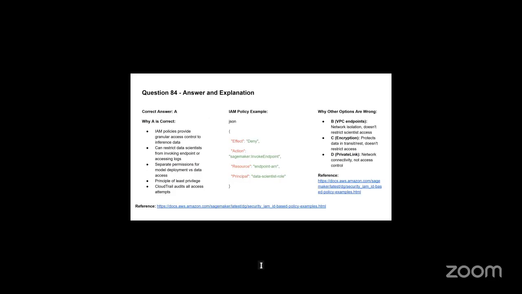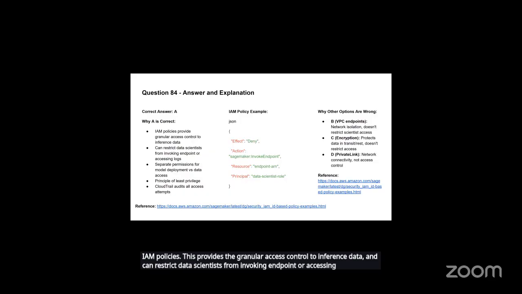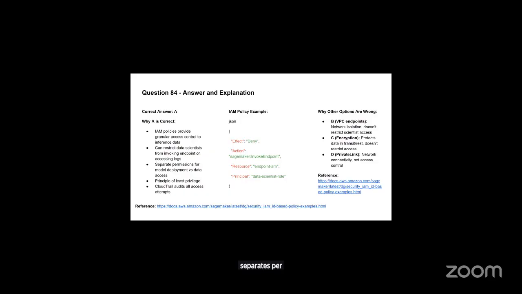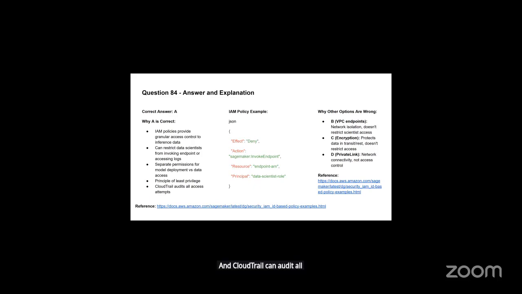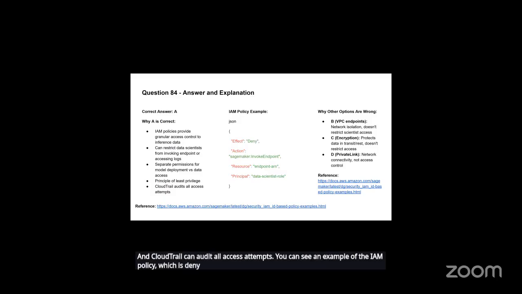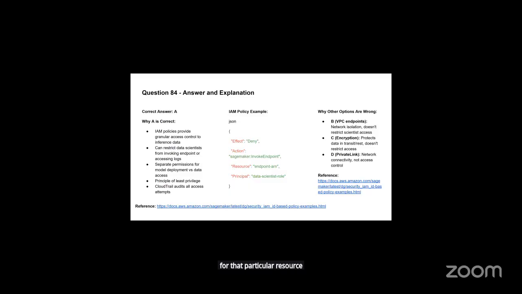IAM policies. This provides granular access control to inference data. It can restrict data scientists from invoking the endpoint or accessing logs, separates permissions for model deployment versus data access, follows the principle of least privilege, and CloudTrail can audit all access attempts. You can see an example of the IAM policy, which denies SageMaker InvokeEndpoint for that particular resource from the principal who would do it.